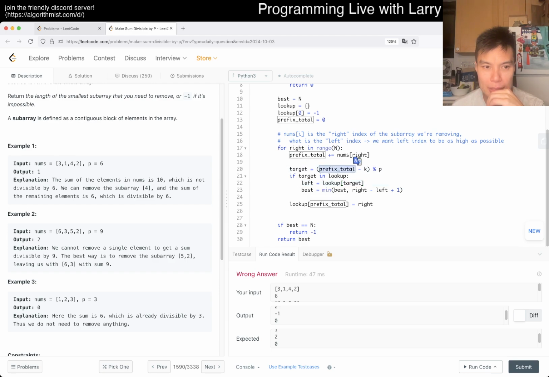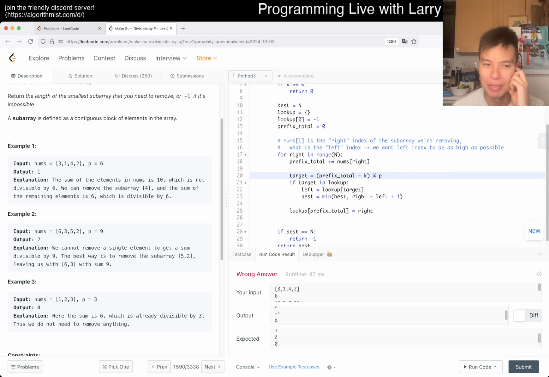This is 9 minus k, what is k? K is 7. Am I doing the math wrong? It's possible, honestly. Oh yeah, what am I doing? I was trying to remove the prefix, that doesn't make sense.